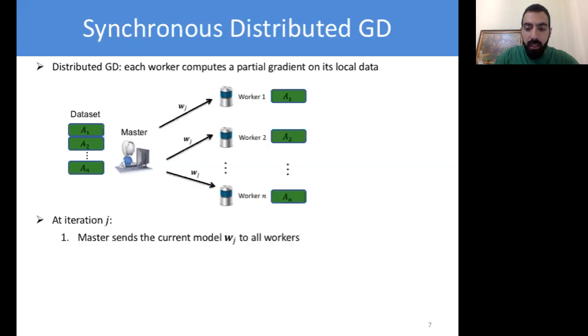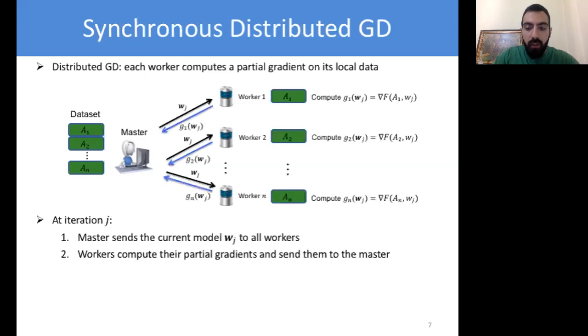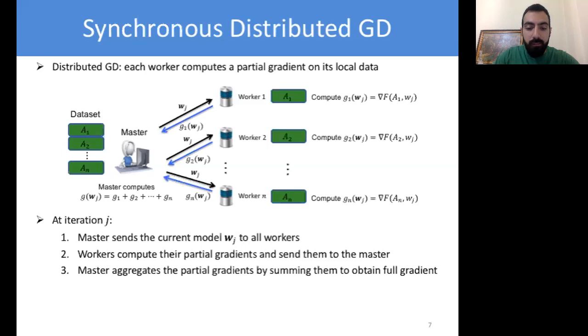At iteration j, the master sends the latest model wj to all workers. The workers then compute the partial gradients on their local data, which are g1, g2 up to gn. Then the workers send these partial gradients to the master. The master can now obtain the full gradient by summing up the partial gradients.